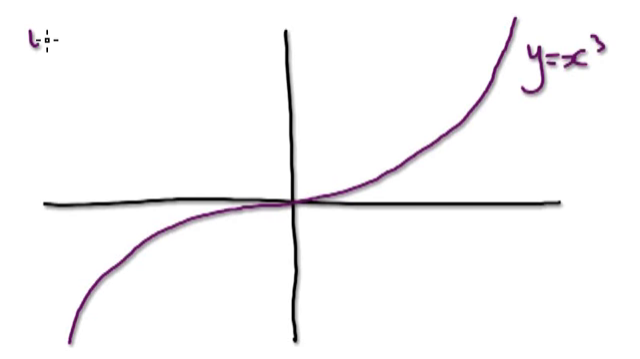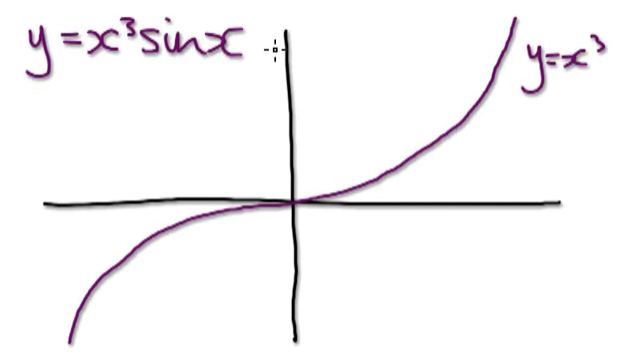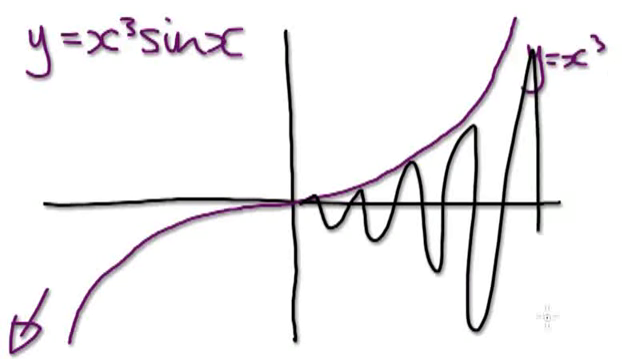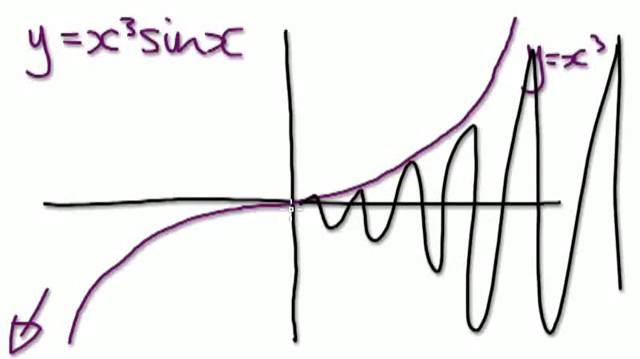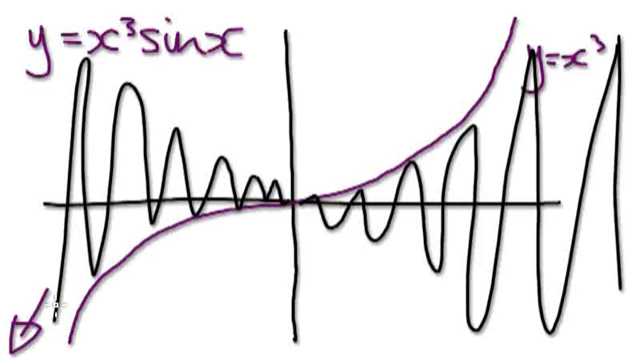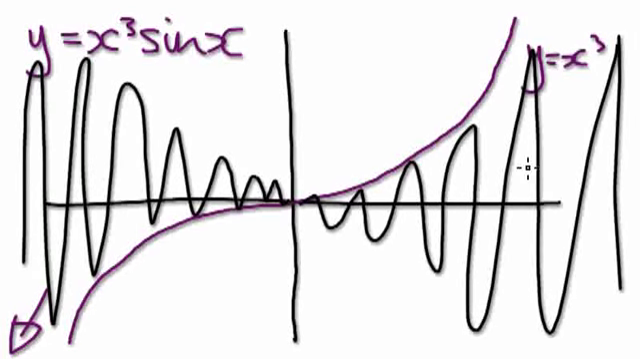And sketch this graph: y equals x to the power of 3 sine of x. So what will our graph look like? Press pause and have a go. Your graph here would look something like this. It will climb really fast. So this is your answer, roughly speaking.